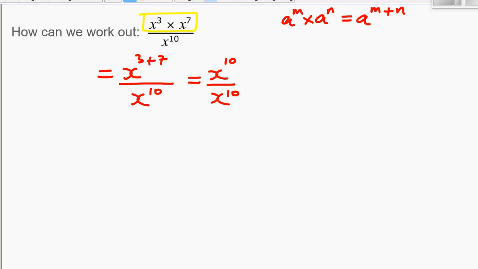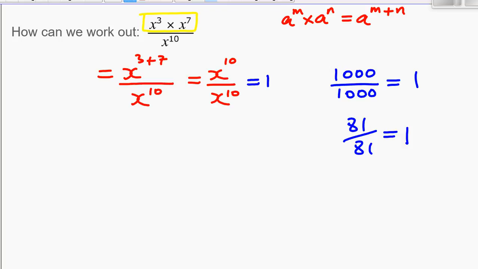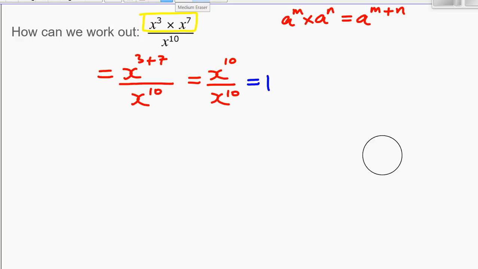Now, dividing x to the power 10 by x to the power 10 is the same as dividing something like 1,000 by 1,000. You get just 1. Even if you have 81 divided by 81, you just get 1. So this will just be equal to 1 because you're dividing by the same thing. And that will be our final answer there.